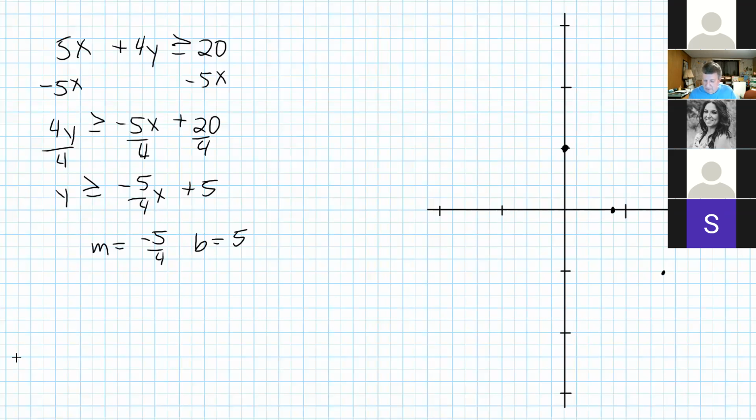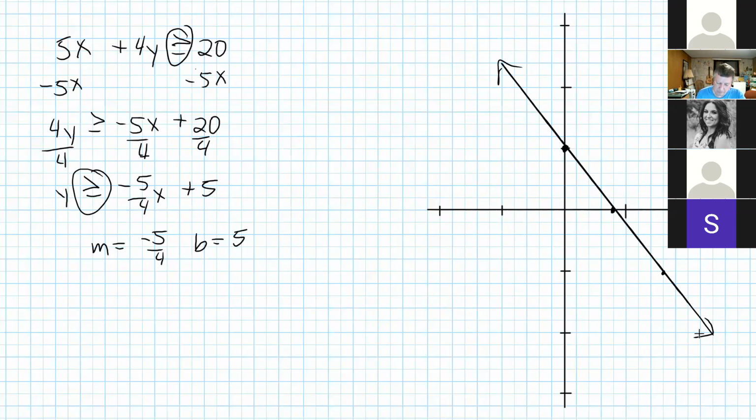Okay, now the question is, do I want to draw a solid line or a dotted line? Well, if I go back here and look, this says it's greater than or equal to. So the equal to part would be a solid line. So I'm going to draw a solid line.